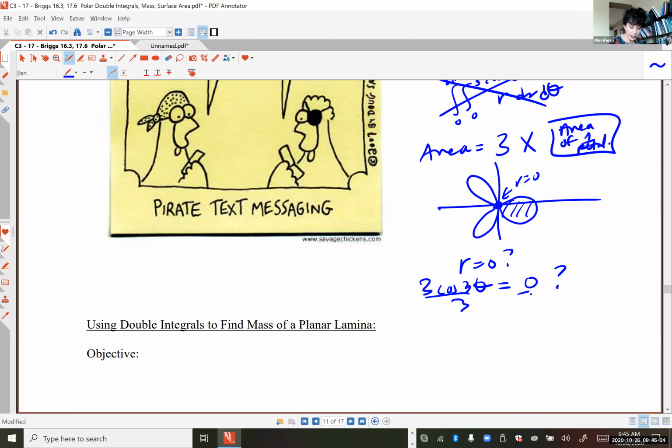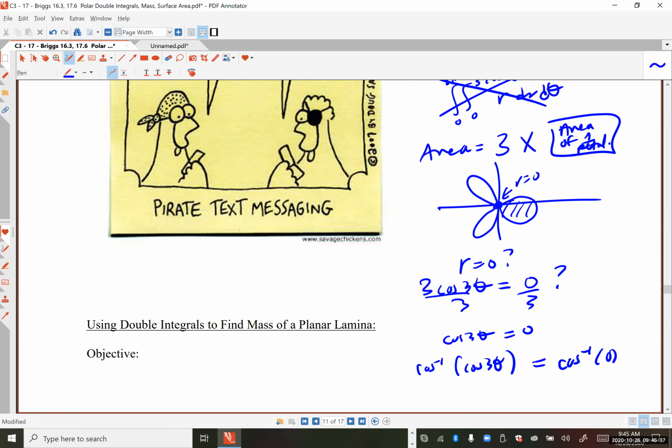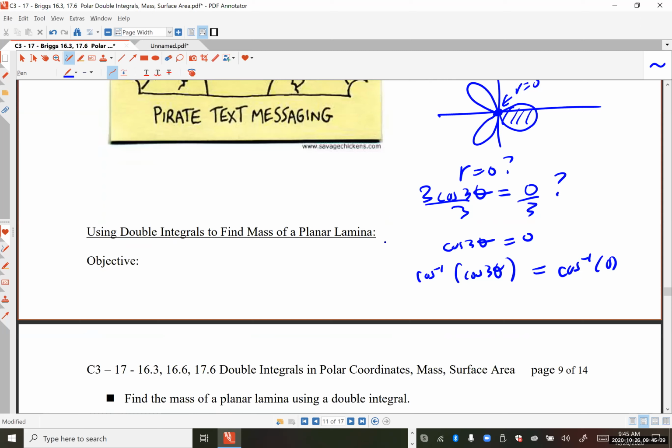So if you divide both sides by 3, you can kill off your 3. And then you take arc cosine of both sides of this equation. Does anybody know what arc cos of 0 is? Quick. It's going to be pi halves. Yeah, it's going to be pi halves. Now, there are other answers, so I'm going to put other answers. 3 pi halves is also a place where cosine goes to 0, and negative pi halves. All of these are good, you know.